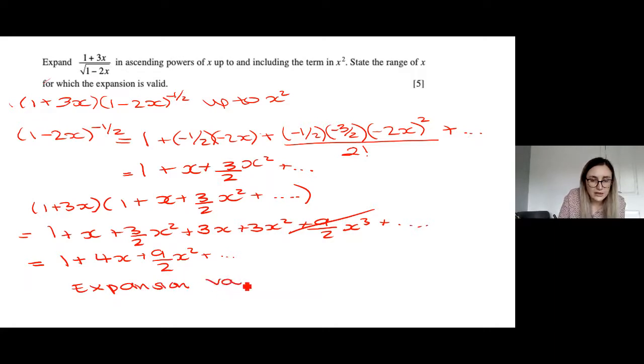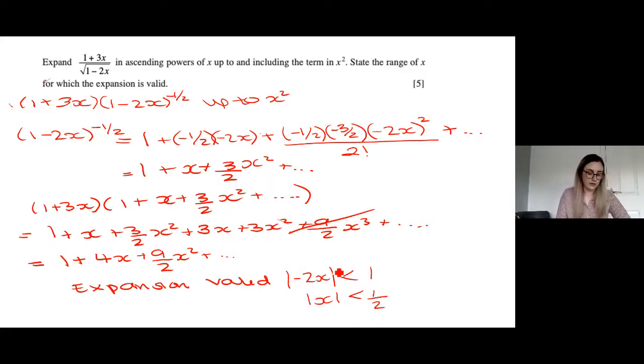Okay, so now I've got my expansion, which is going to be valid for any values. This time I need to concern myself with the minus 2x, so the modulus of minus 2x less than 1. If I take the minus 2 over, and because of the modulus it's going to stay positive, x is going to be less than a half. So the modulus of x is going to be less than a half. Okay, so that's that one sorted.